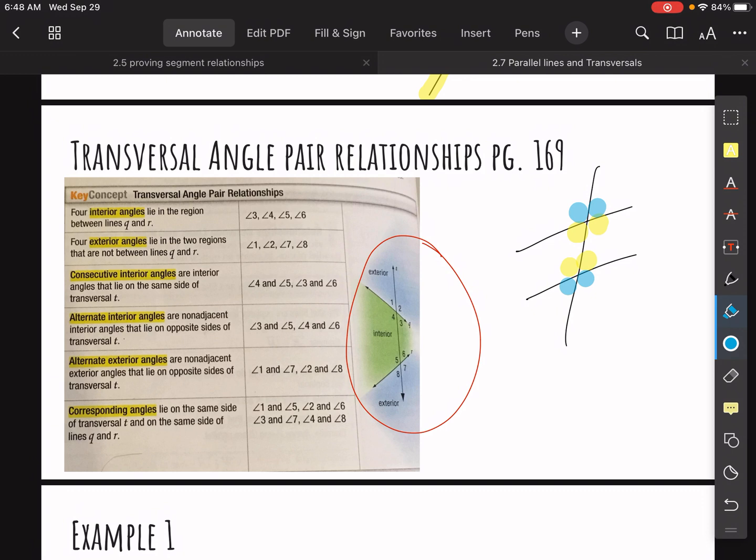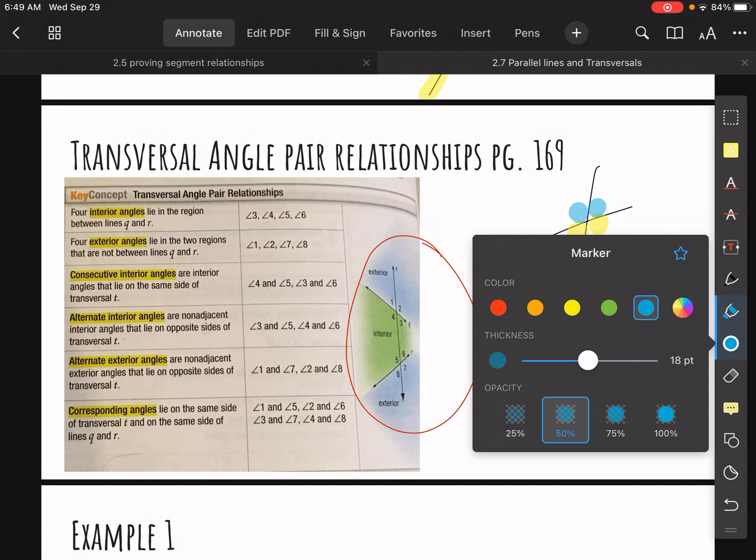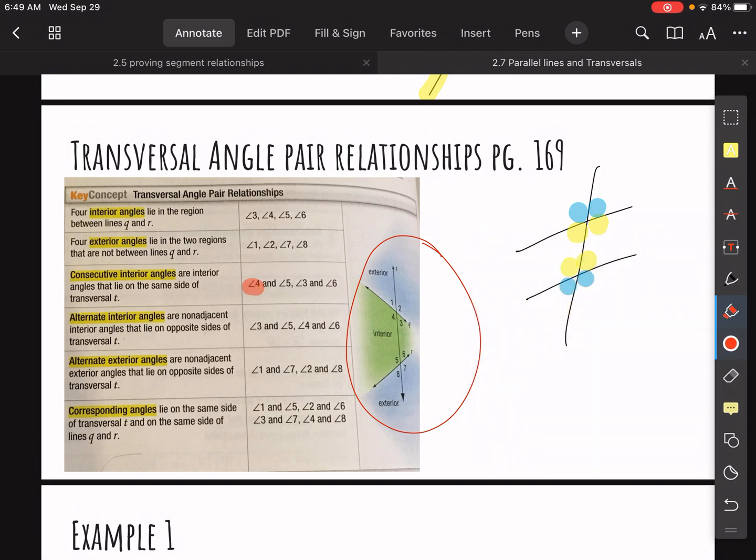Now that we know that, we can say some things about these. So one is what we call consecutive interior angles. These are interior angles that lie on the same side of the transversal. So notice here, and I can do this in another color, if you look at their example, 4 and 5 are here. They're on the inside, and they're consecutive. They're on the same side of the transversal line. So then on the other side of the transversal line, you have the other two, 3 and 6, right? So this is just identifying these things, then we're going to talk about the relationships between them.